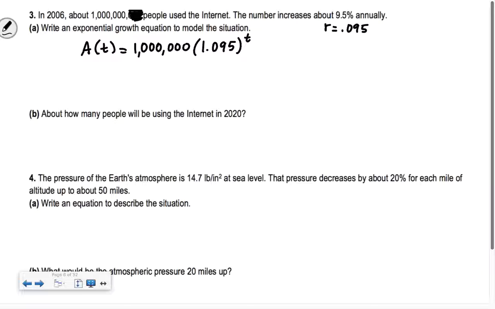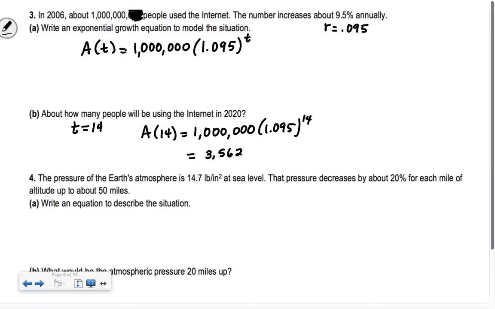So then it says, well, about how many people will be using the internet in 2020? So do I plug in 20? No, I plug in 14 because I started in 2006 and I'm going to 2020. So I'm going to plug in 14, so I'm going to have the amount after 14 years is equal to 1 million times 1.095 to the 14. So we end up getting 3,562,851 people. Since it's people, we're not going to round to decimal.